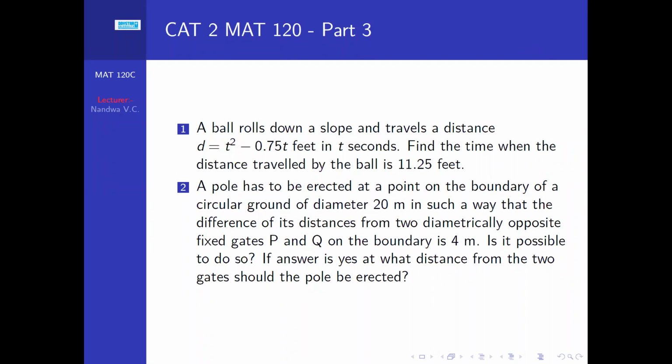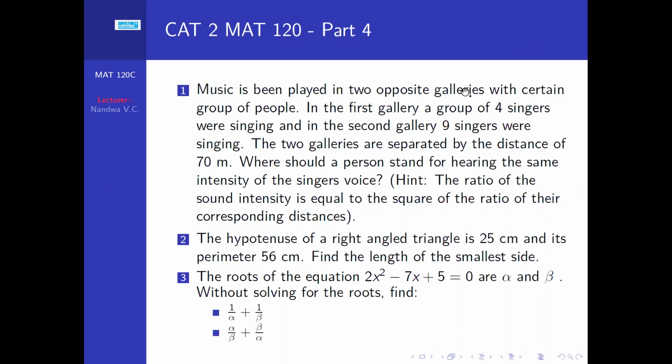I'll read through the next set of problems, and we are going to provide the solution shortly. So let's quickly go through the solutions.